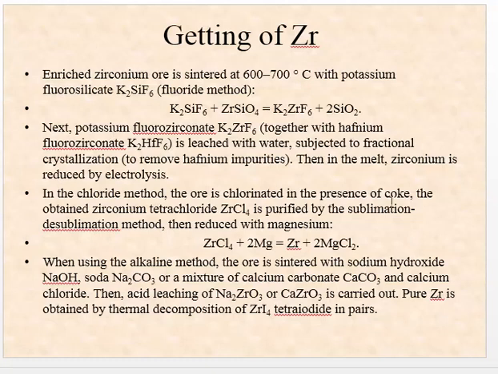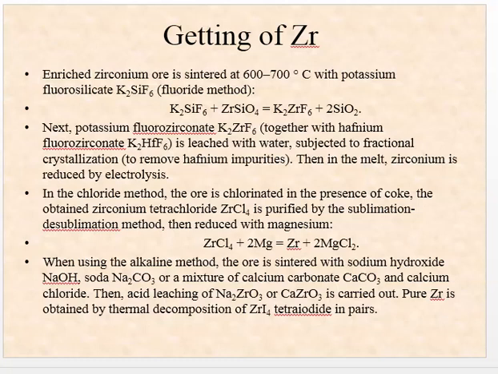Next, potassium fluorozirconate together with hafnium fluorozirconate is leached with water and subjected to fractional crystallization to remove hafnium impurities. Then, in the melt, zirconium is reduced by electrolysis.